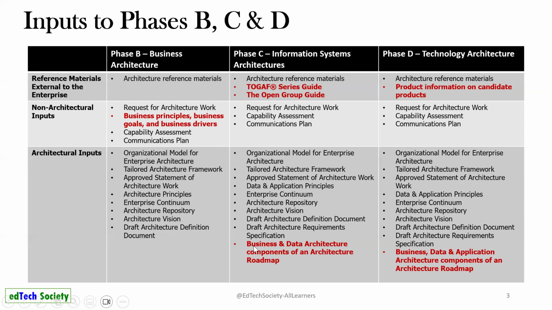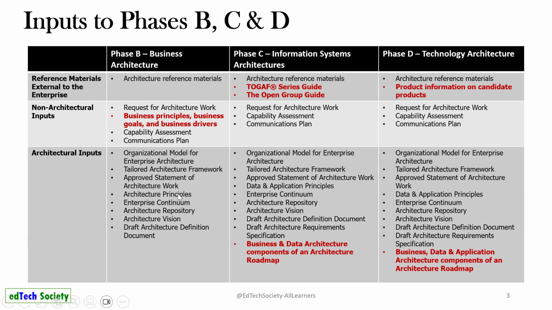And at the end, the architectural input category, we have the business and data architecture components of an architecture roadmap. So this is an additional input for the Phase C information system and application architecture. Whereas for Phase D technology architecture, the delta is product information on candidate products, that is the reference material.